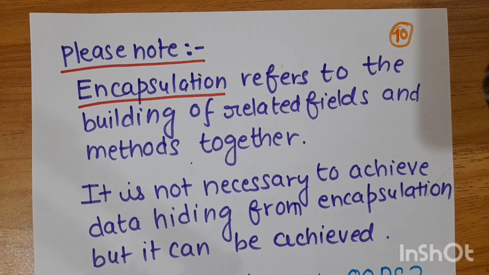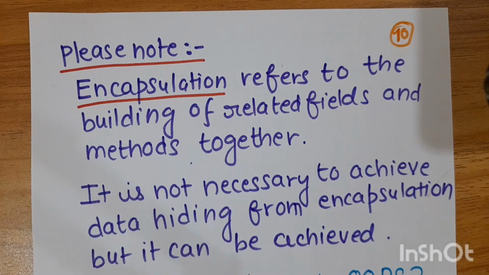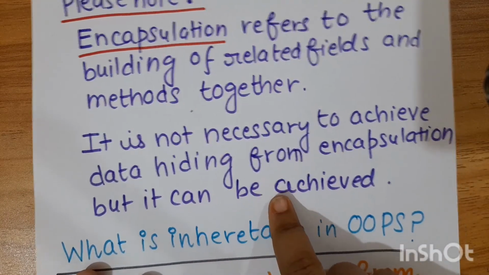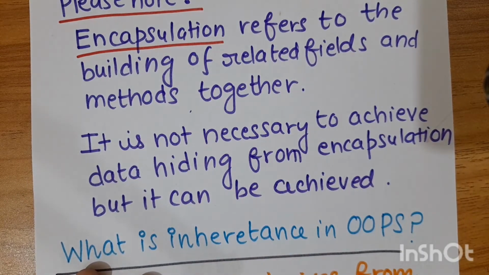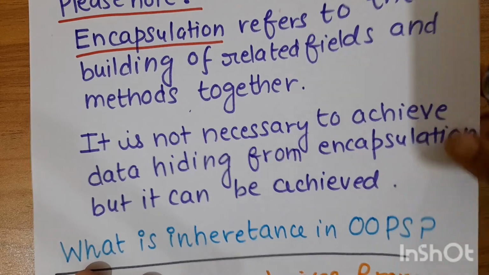So please note, encapsulation refers to binding of related fields and methods together. It is not necessary to achieve data hiding from encapsulation. So encapsulation means putting them together, the members and the functions, but it is not necessary for doing data hiding. But data hiding can be achieved.